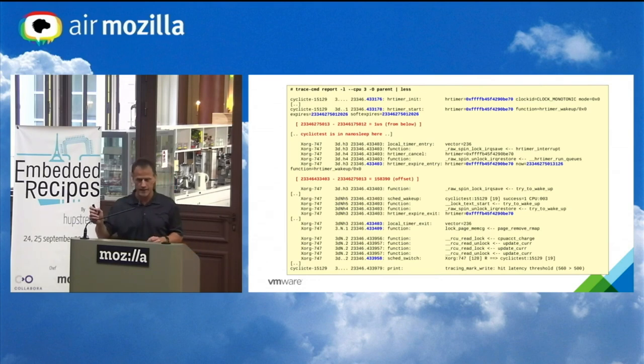The now is in nanoseconds, the tracing is in microseconds, so I just chop off the last three digits of the nanoseconds, and that's the offset. It's a 158,000 microsecond difference in the timestamps. And then if I go down, I look at where the big jump happened.